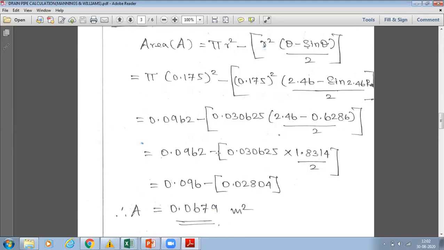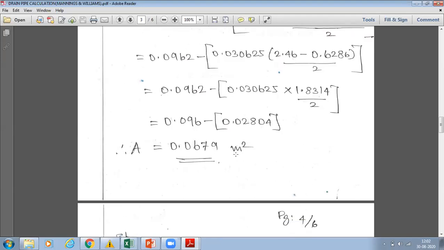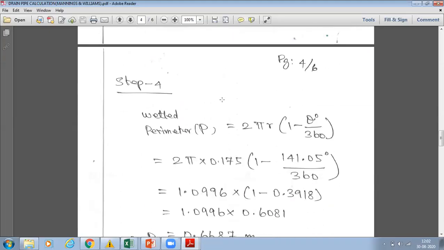So after solving all this, you will get 0.0679 meter square. You will get the cross-section area, the pipe flow area, which is 0.067 meter square. After this, we have to calculate the wetted perimeter.